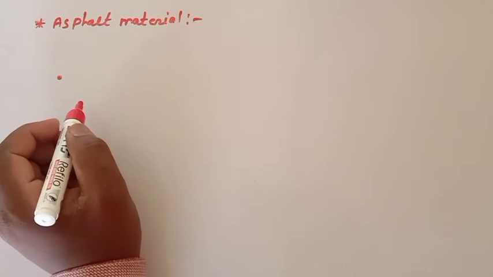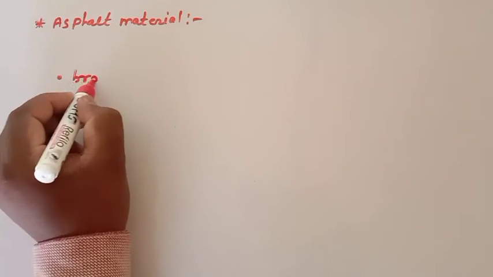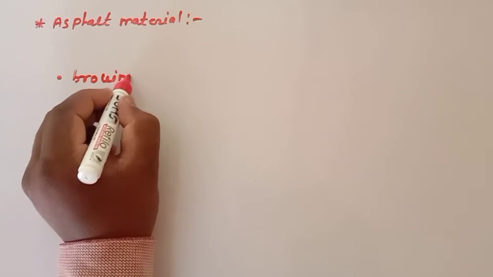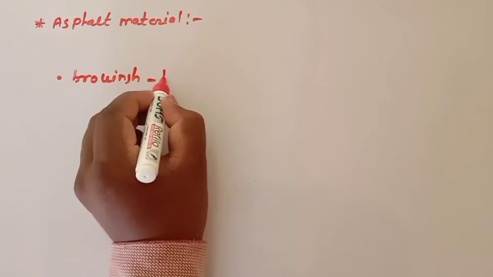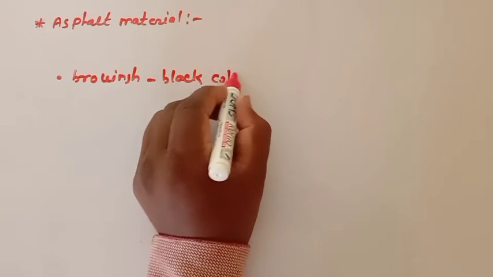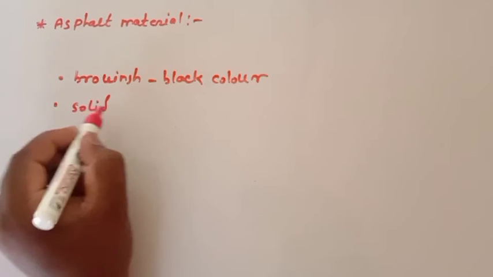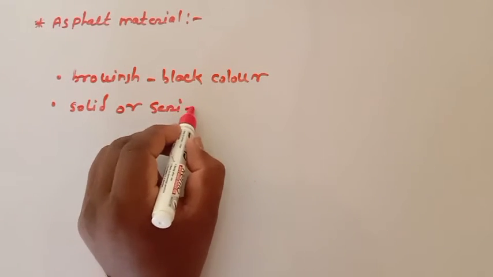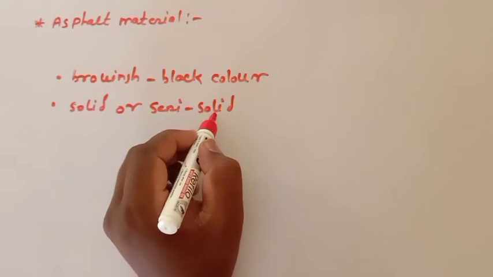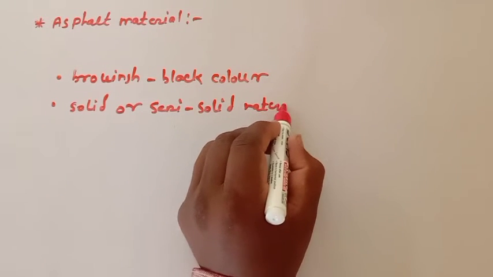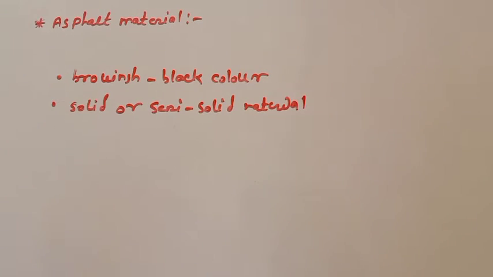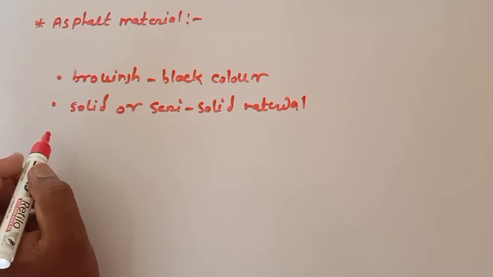The first characteristic of this asphalt material is that it is brownish black in color. Second, as already discussed, it is a solid or semi-solid material.